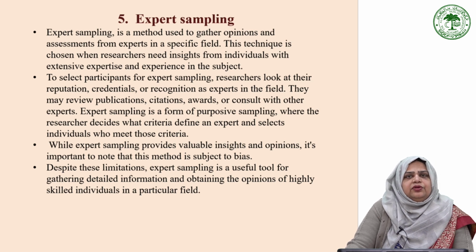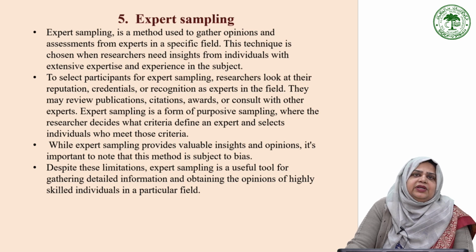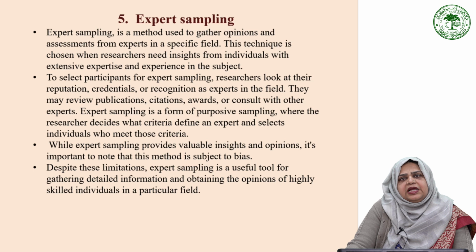Researchers may identify experts through various means such as reviewing publications, citations, awards, or consulting with other experts. However, it is important to choose experts wisely, as not everyone who claims to be an expert actually is one, and their opinions may not always be accurate. So, expert sampling is a form of purposive sampling, which means that the sample is drawn based on the judgment of the researcher. The researcher decides what criteria define an expert and selects individuals who meet those criteria. This two-stage process involves defining what expert means in the study and then selecting individuals who meet the defined criteria. The selected group of experts is sometimes called a panel.